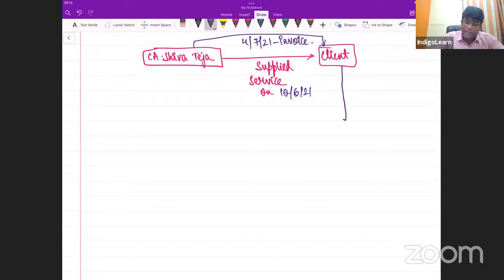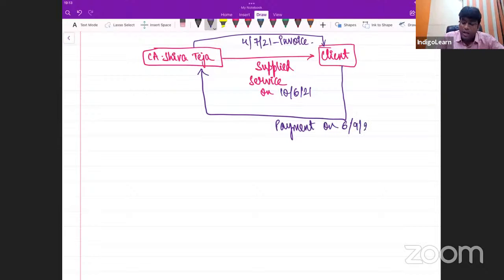And from client, I got payment on 6/9/22. Somewhere in July 21, I gave invoice, and that particular dangerous client slept off for so long, and he made payment on 6th September 2022. After so long, the client made payment to me.